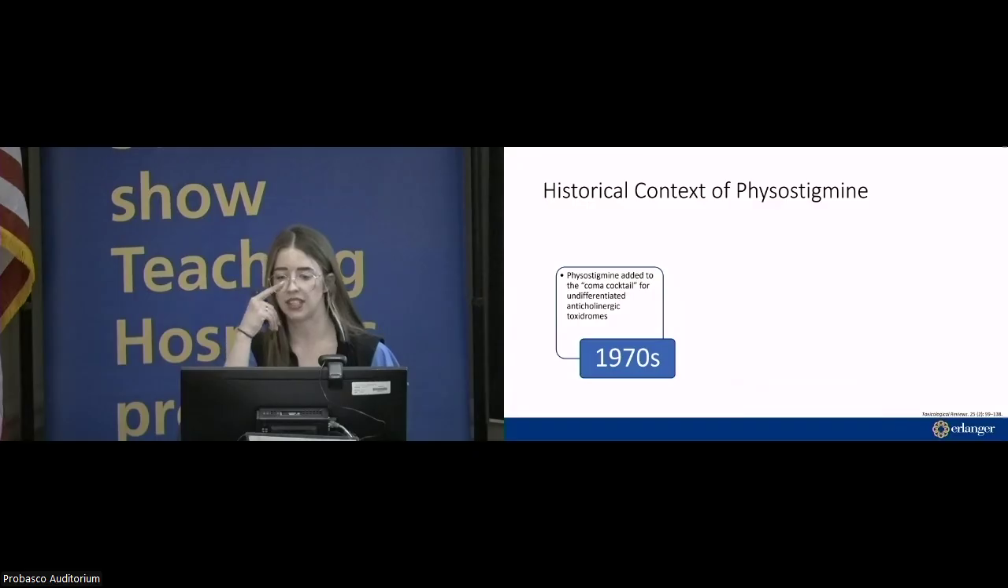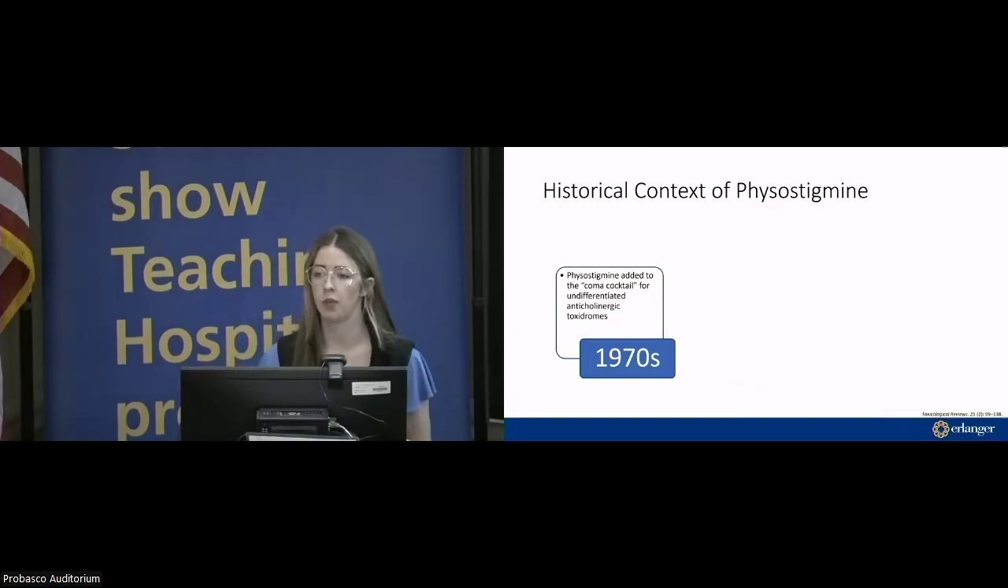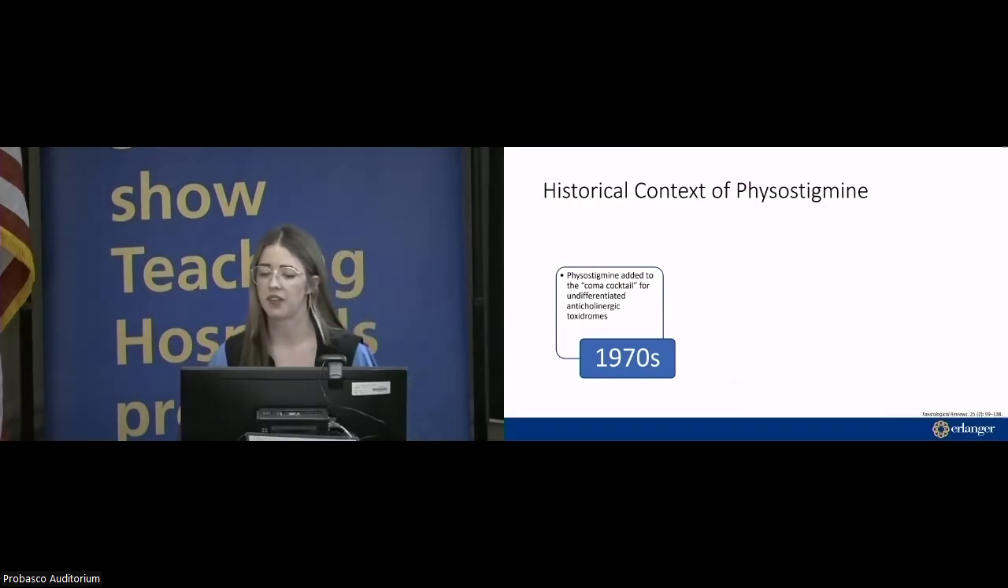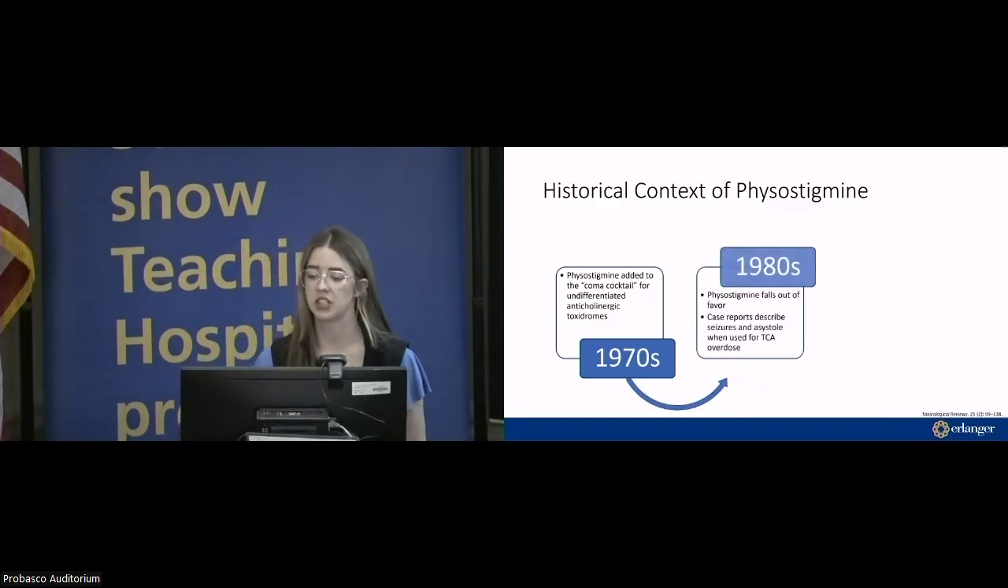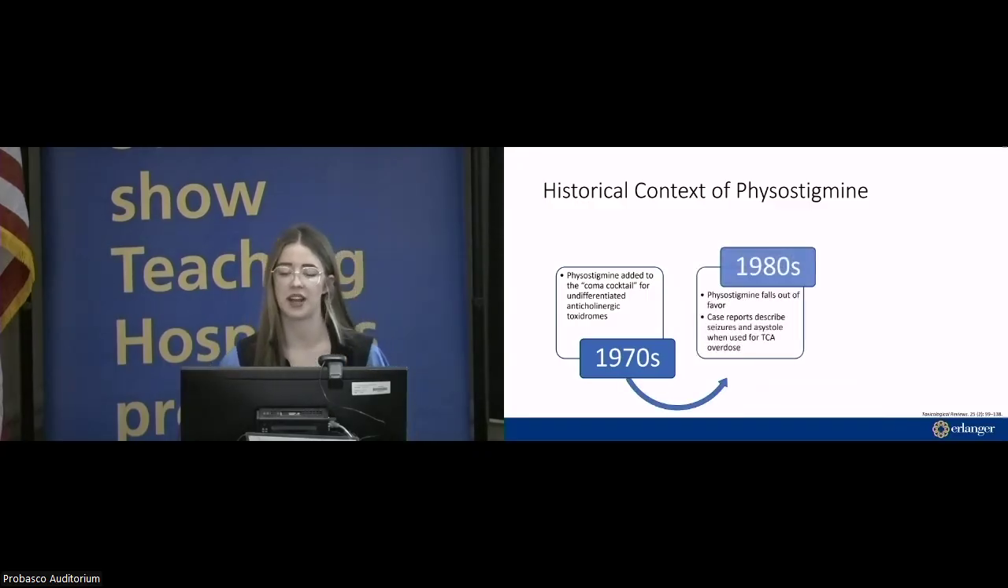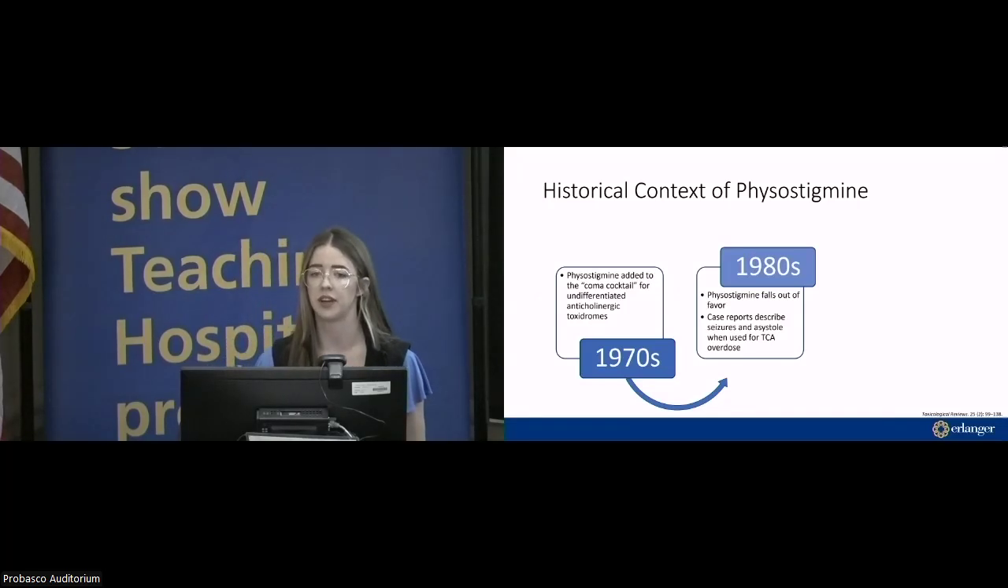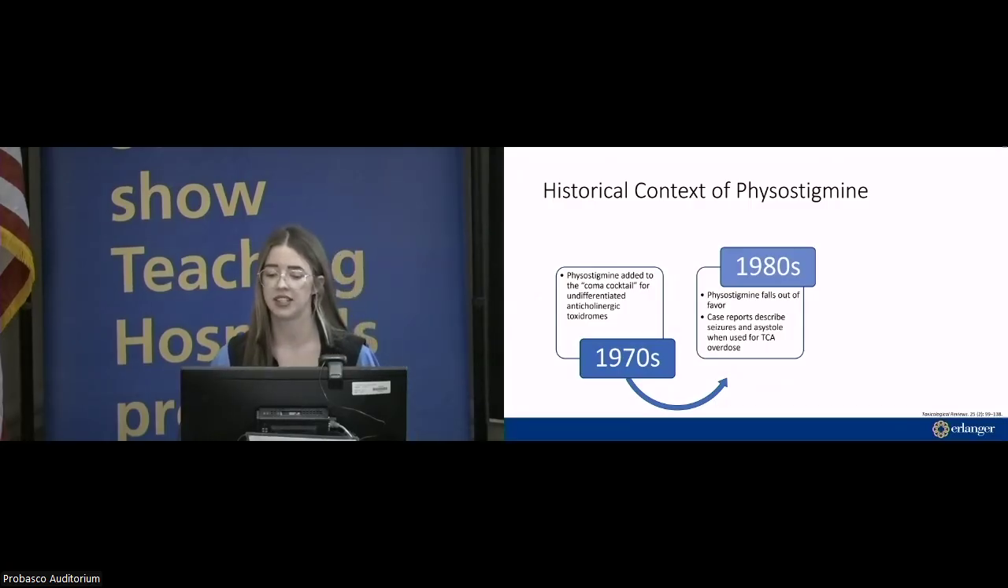In the 1970s, physostigmine was incorporated into the coma cocktail for undifferentiated toxidromes, which meant it was often given without a clear diagnosis of anticholinergic toxicity. In the 80s, case reports of seizure and asystole, particularly when physostigmine was used in TCA overdose, led to significant concern that then the drug completely fell out of favor. As a result, its use really declined in most centers across the states.